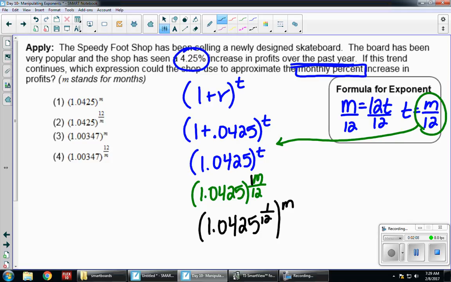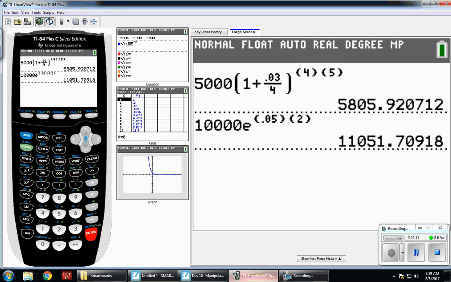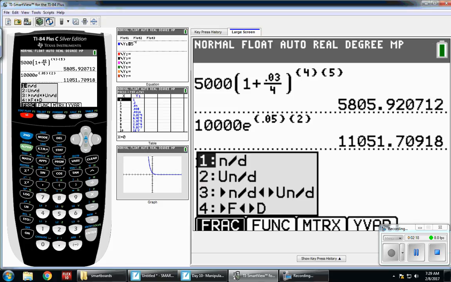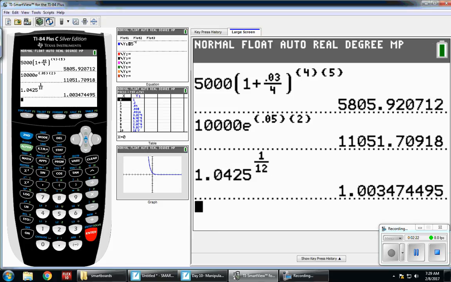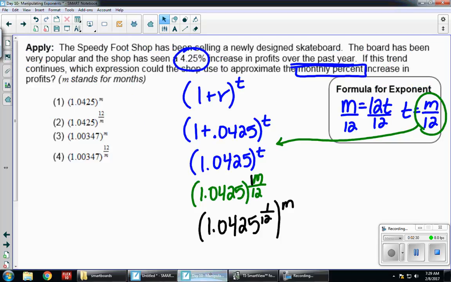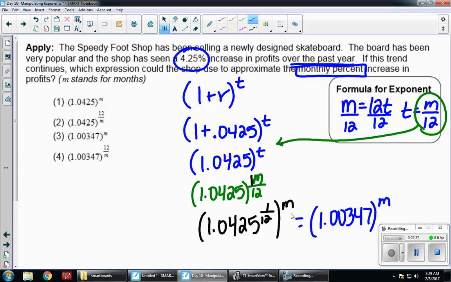So now I'm going to go to my calculator. So I have 1.0425 to the power of a fraction, so alpha y equals 1/12. 1.00347. 1.00347 m. So now I'm going to look at my answer choices, and I have choice 3. Let's try another one.